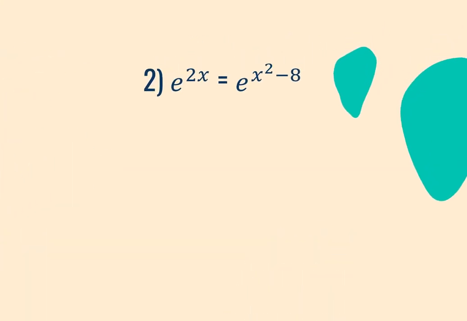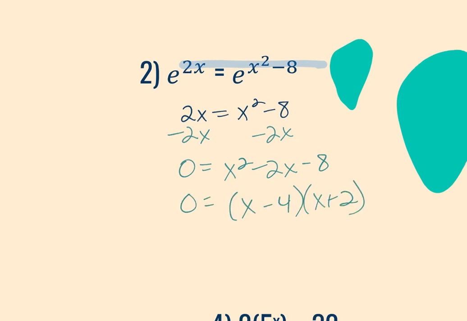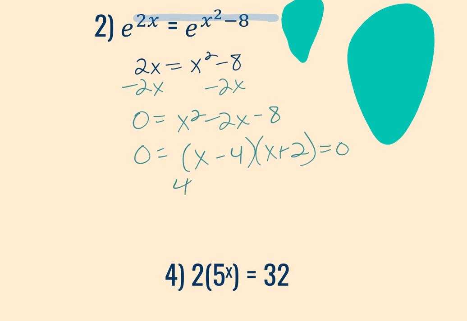Okay, 2, same thing, right? Bases are the same on both sides. Just set my exponents equal to each other. 2x equals x squared minus 8. I've got an x squared and an x again, so I'm going to get everything to one side. 0 equals x squared minus 2x minus 8. X minus 4, x plus 2. Split and solve, and I get 4 and negative 2.